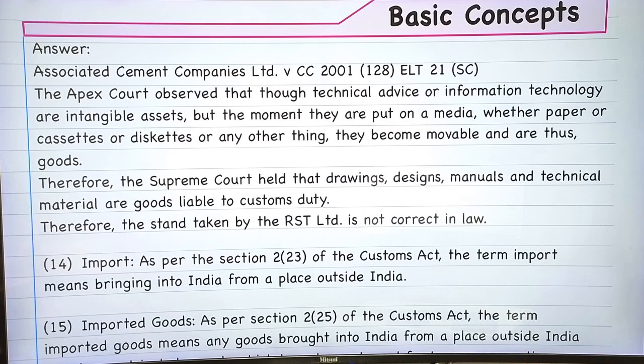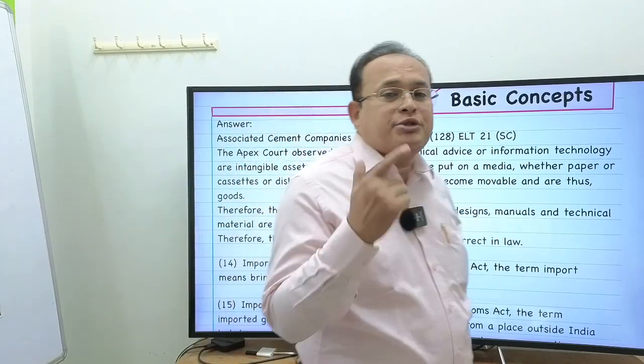In the case of Associated Cement Companies Limited, the Apex Court observed that though technical advice or information technology are intangible assets, the moment they are put on a media, whether paper, cassette, disk or any other thing, they become movable and are thus goods. Therefore, the Supreme Court of India held that drawings, designs, manuals, and technical material are goods liable to customs duty. Therefore, the stand taken by RST Limited is not correct in law. The judgment is in favor of the department against the taxpayer.